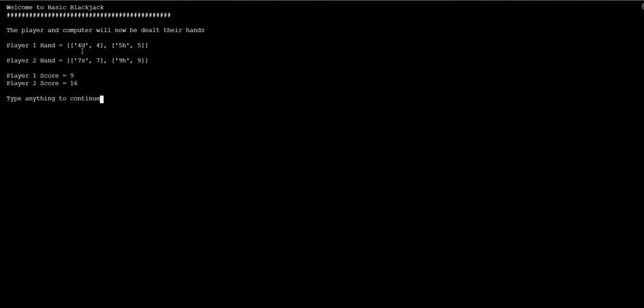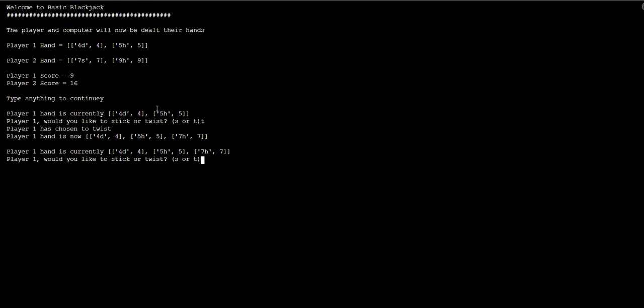So this time, player 1's hand is 4 of diamonds and a 5 of hearts, which is 9, and then player 2 has a 7 of spades and a 9 of hearts, which gives you 16 total. So let's play again. So player one has to obviously up their hand a little bit more. Player two needs to make a decision on whether it's worth taking the risk. So player one's hand is currently that. So let's twist.